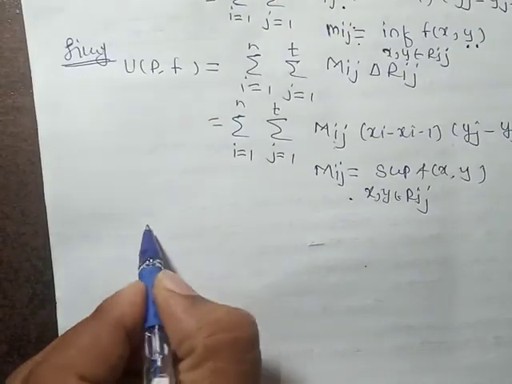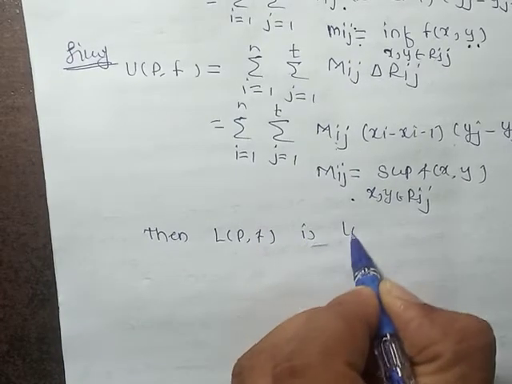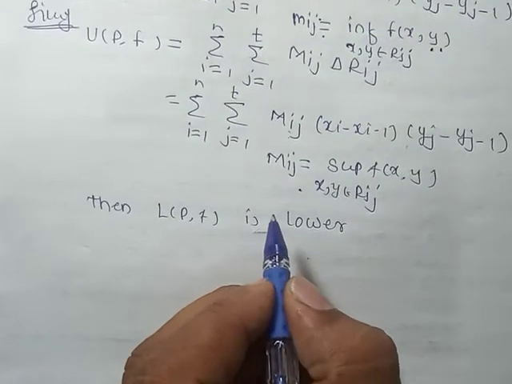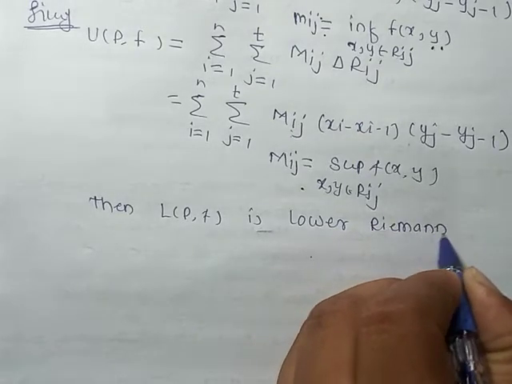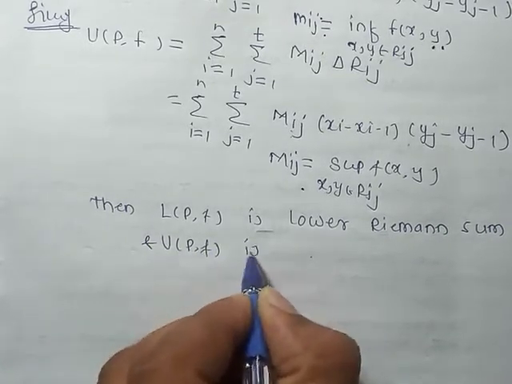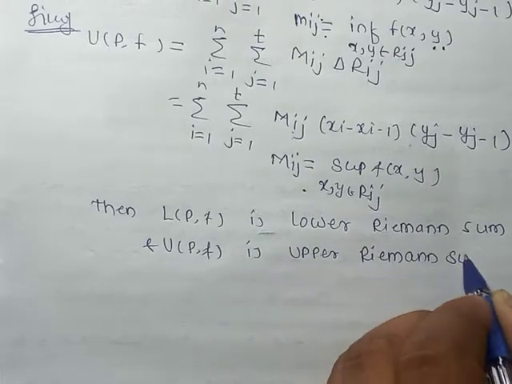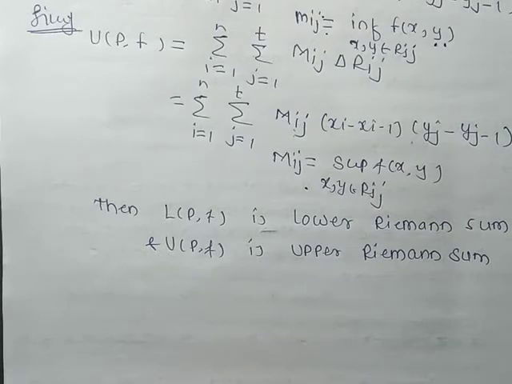Then LPF is called the lower Riemann sum and UPF is called the upper Riemann sum of the function f. These are the definitions of the lower Riemann sum and the upper Riemann sum.